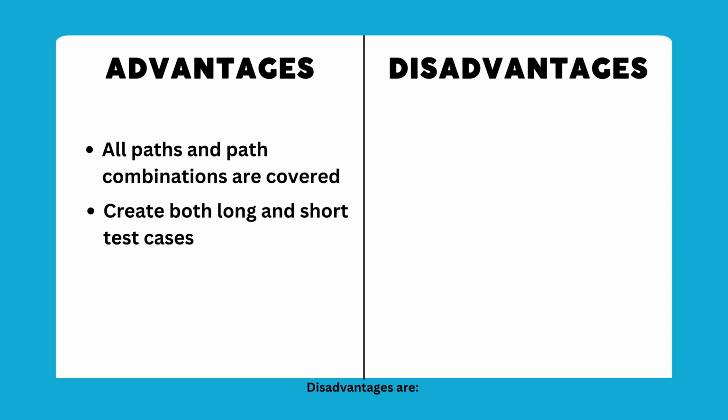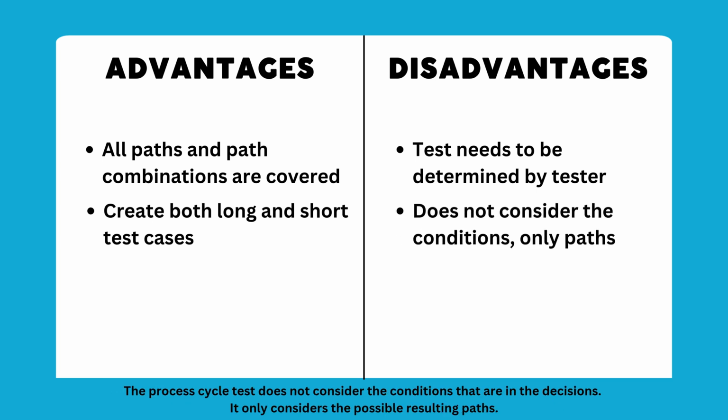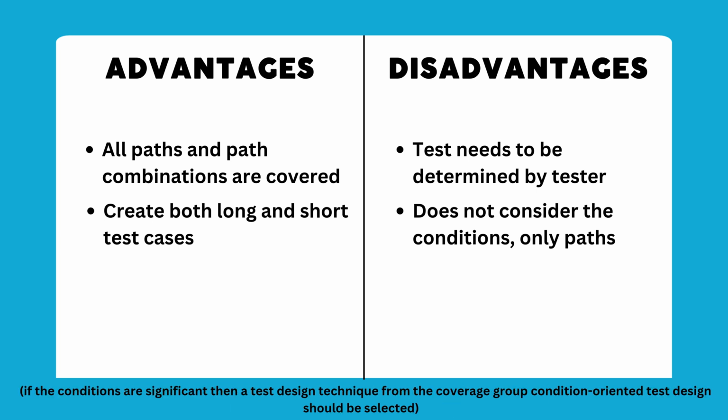Disadvantages are, 1. The expected outcome of the process cycle test needs to be determined by the tester, because the technique does not necessarily show the expected outcome. 2. The process cycle test does not consider the conditions that are in the decisions. It only considers the possible resulting paths. If the conditions are significant, then a test design technique from the coverage group condition-oriented test design should be selected.